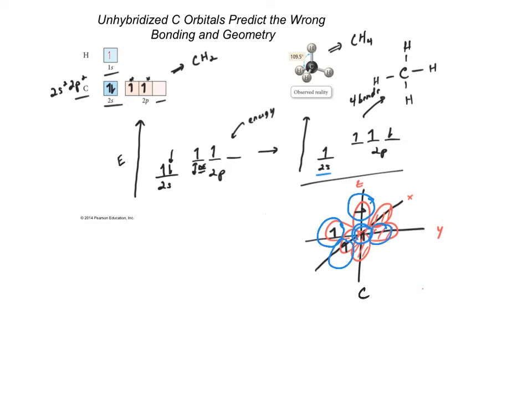And then I guess we'll have one come in here somehow. I don't know how, but it will. And each of these will have an electron in it that will spin pair, spin pair, spin pair. And then this one comes in and spin pairs.